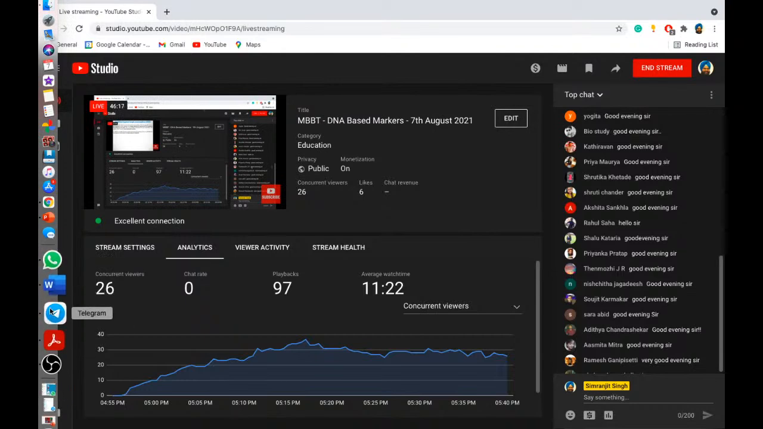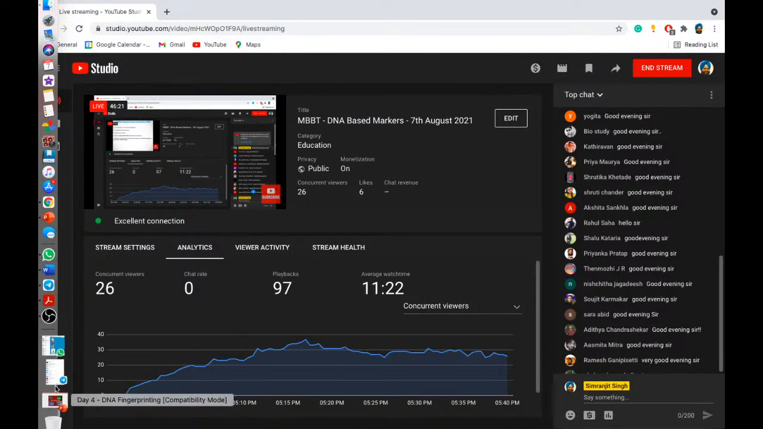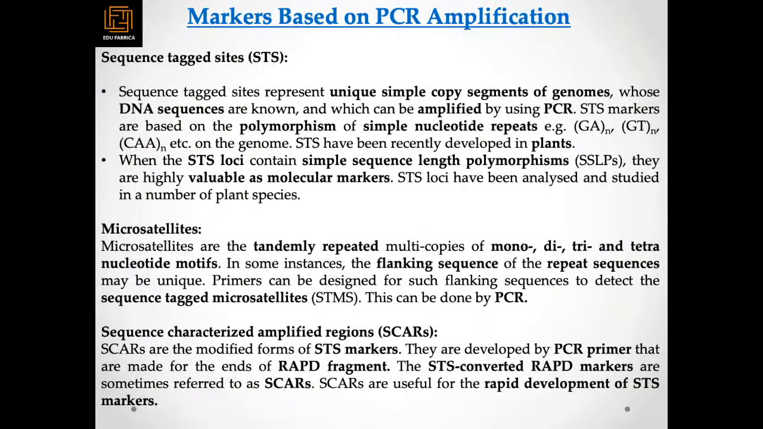So now we have discussed the major markers that are used in plant breeding. This is not more into animal based; this is more plant based actually today. Now comes your sequence tag sites, STS.